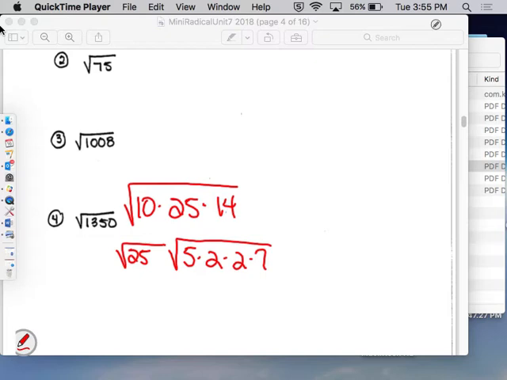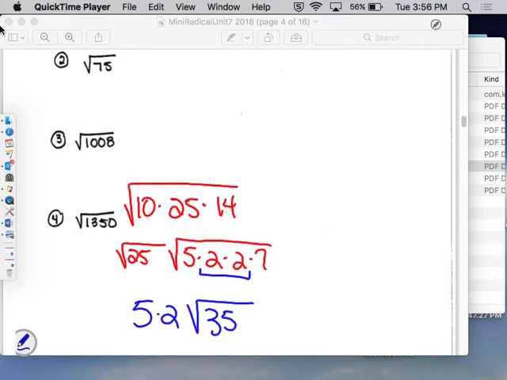So when I find a number that's been multiplied times itself twice, that represents my perfect square. So right here I have a perfect square. So I have the square root of 25, which is 5. 2 times 2 is 4. The square root of 4 is 2. And then what would remain is 35.